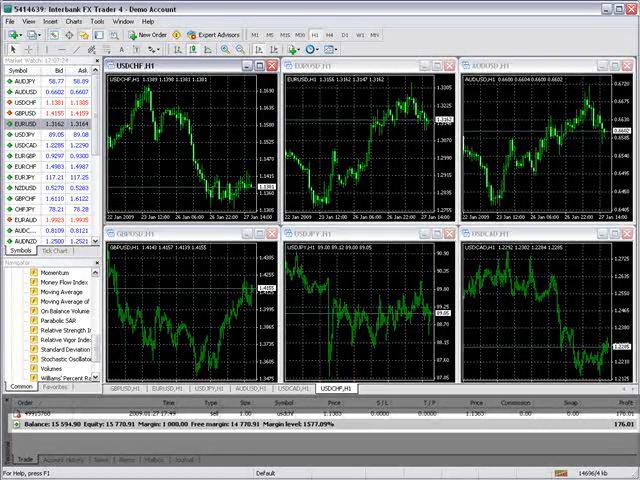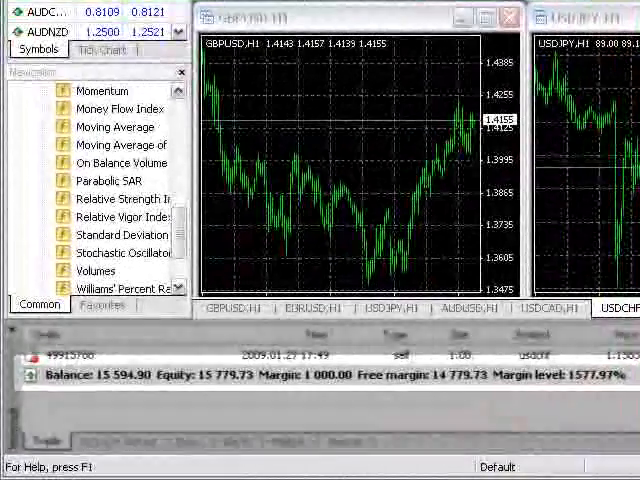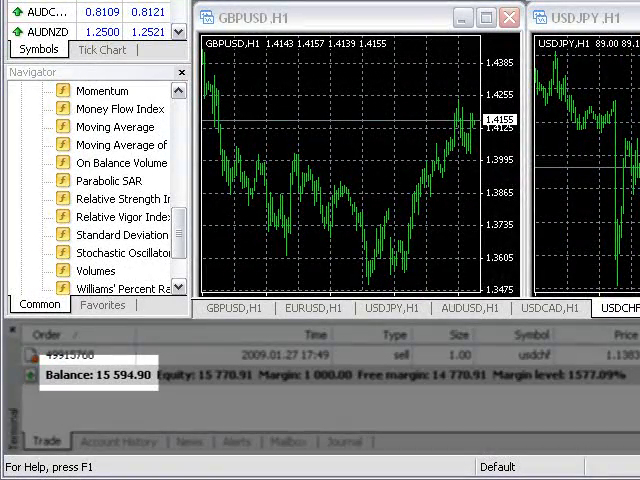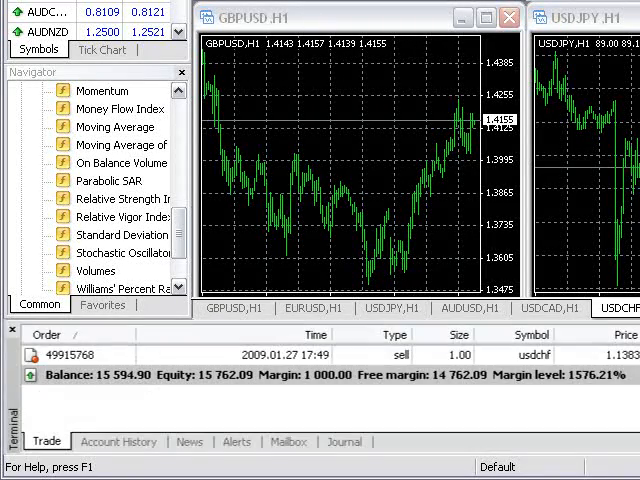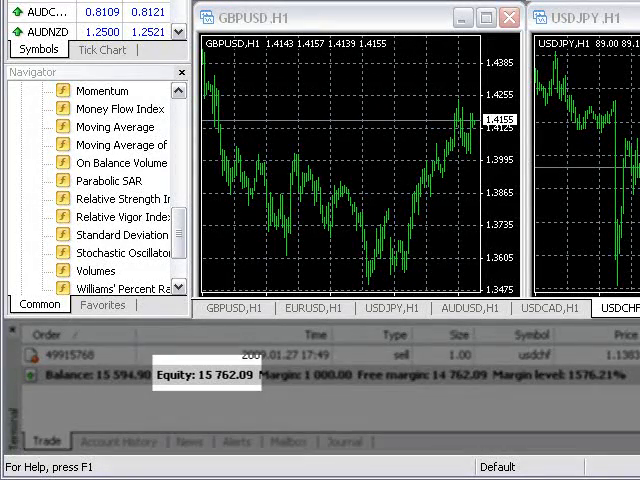The gray balance bar shows a general status of the account. Balance is the current account balance, showing only realized profits and losses. Equity shows what the balance would be if all positions were closed at current prices, therefore reflecting unrealized profits and losses.